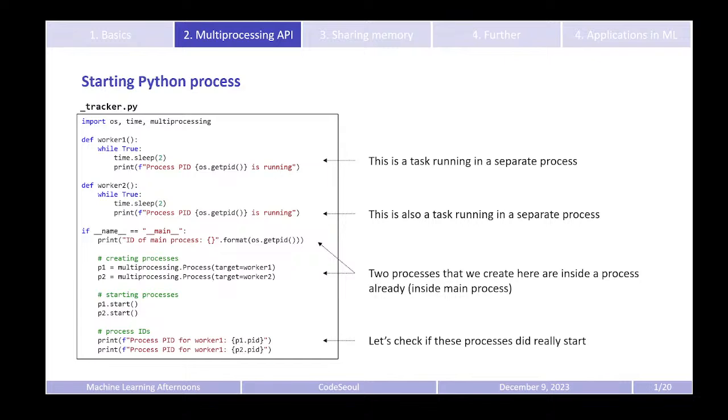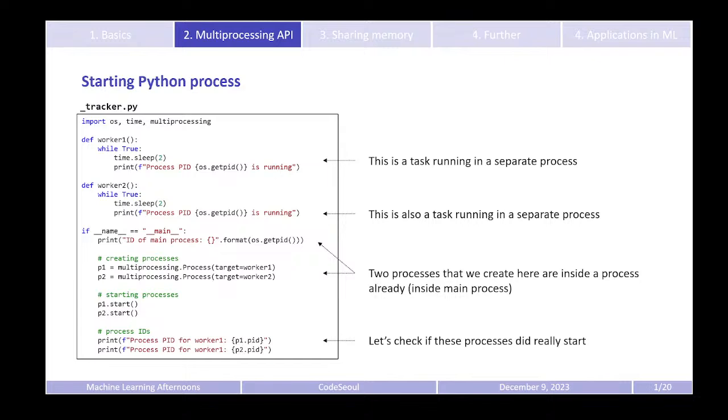So overall, for example, if we start two processes, process 1 and process 2, there will be three processes. One is the main, and the main process starts process 2 and process 3 here. In the module we can call .start, and then we can check if it's running or not.